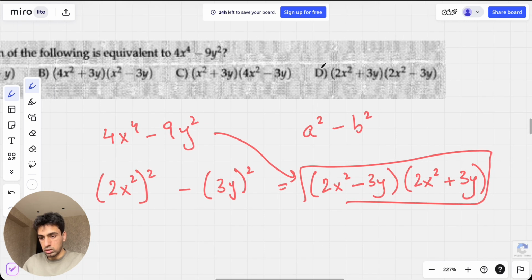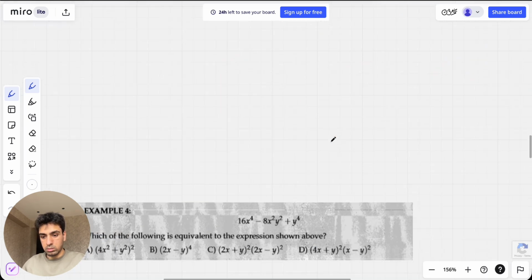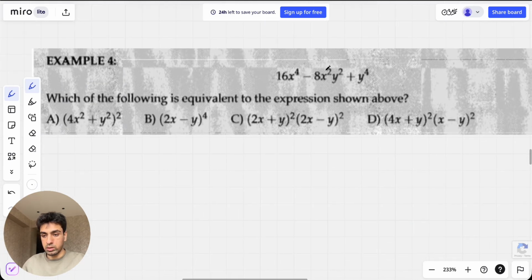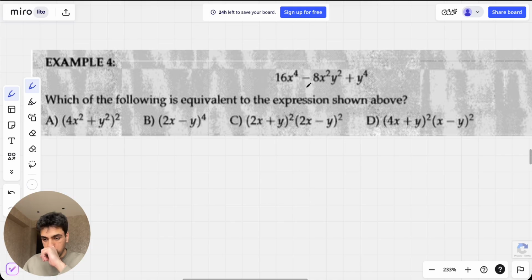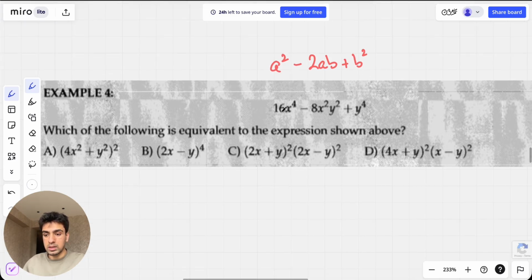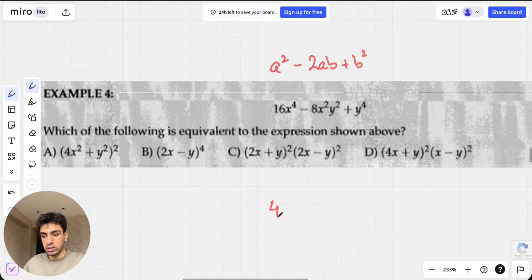So it'll be D. Okay, example 4. That's the question, and we need to see which of the following is equivalent to that. Now, this looks a lot like the second rule, a squared minus 2ab plus b squared, because I see the minus here, and this is the square of something, and this is also the square of something else. So if you take the root of 16x to the power of 4, you write that as 4x squared. Y to the power of 4 becomes y squared, and because it's negative, you can simply copy the minus here.